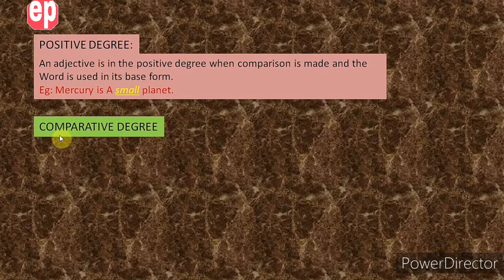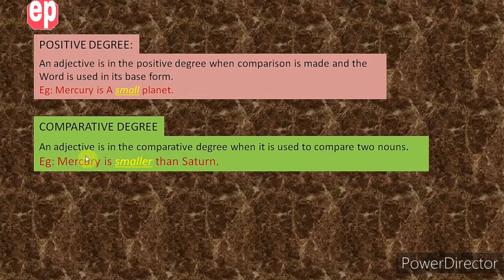Second, comparative degree. An adjective is in the comparative degree when it is used to compare 2 nouns. So comparative degree is used to compare 2 things, 2 nouns. For example, Mercury is smaller than Saturn. So here 2 nouns, 2 planets are compared, Mercury and Saturn.